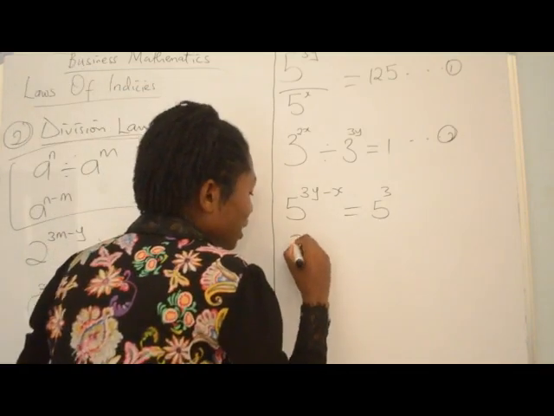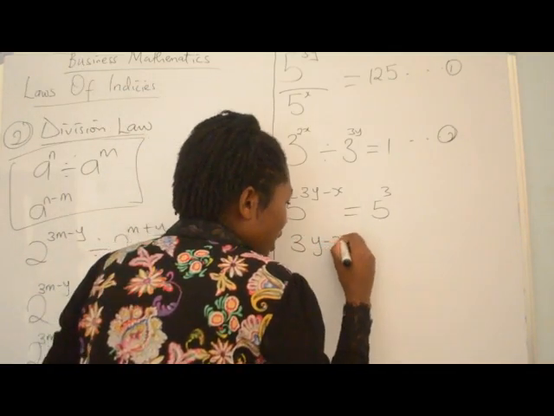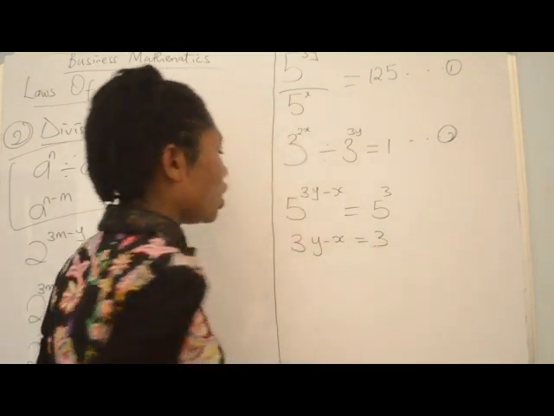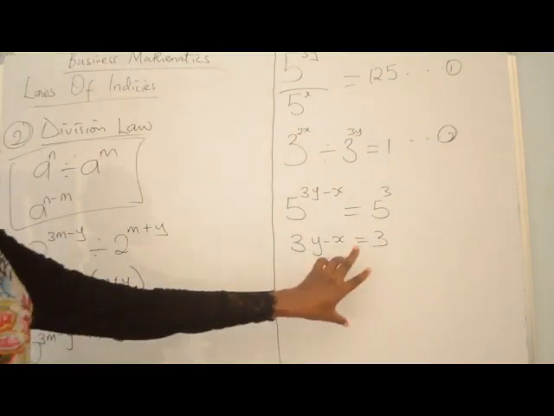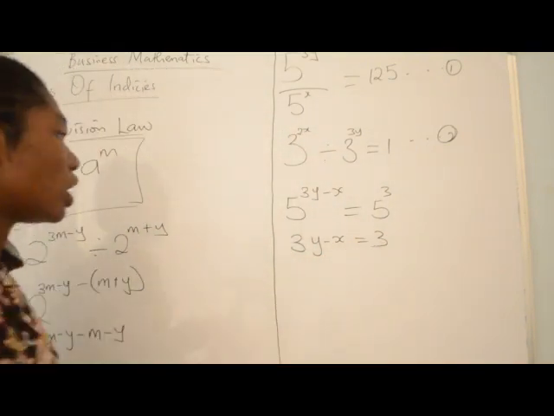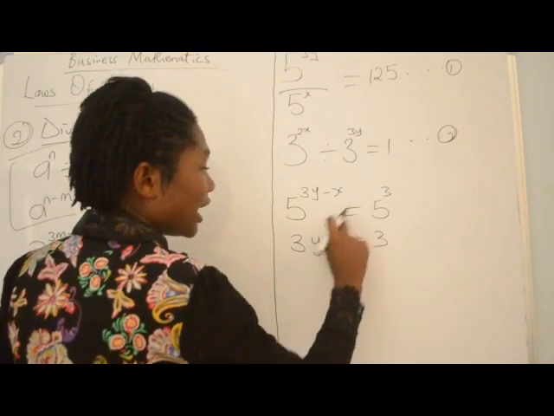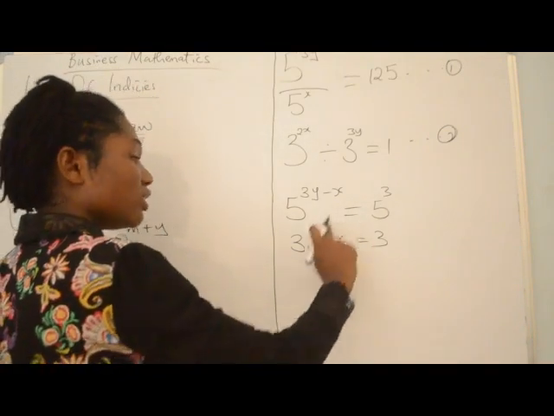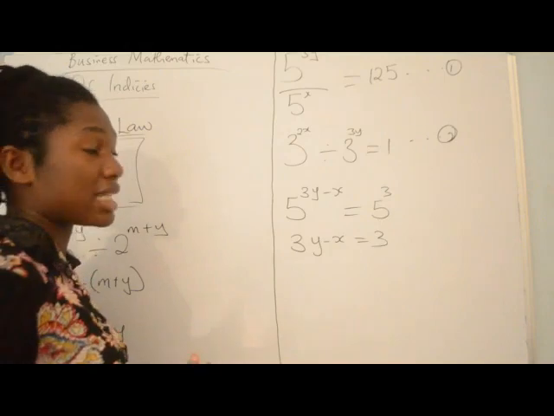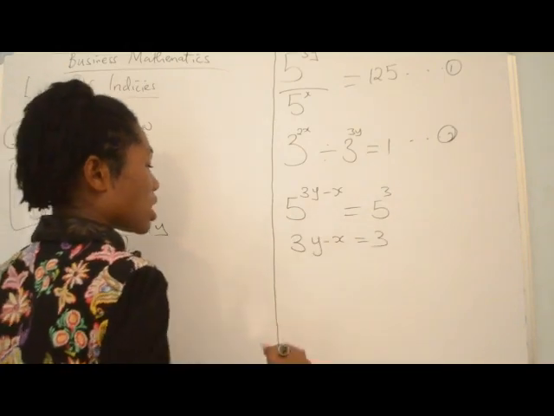So we'll be having that 3y minus x is equal to 3. Okay, we can still make our x the subject of the formula. Alright, let's continue. If our x goes the other way, since it is negative, it will go to our right-hand side, and we'll bring our numbers to the left.